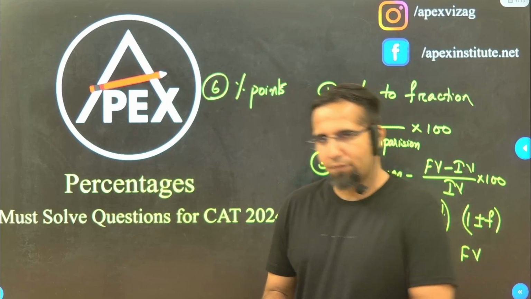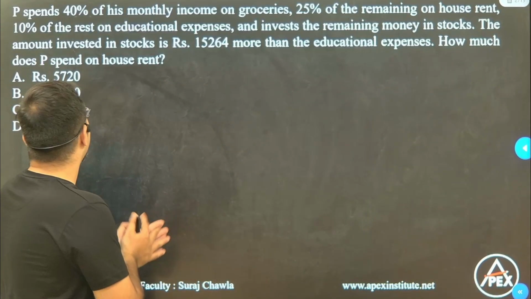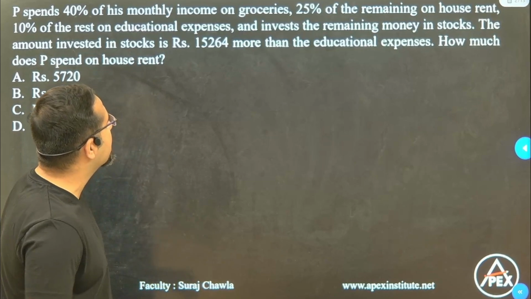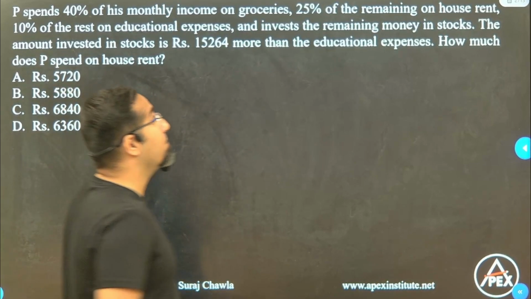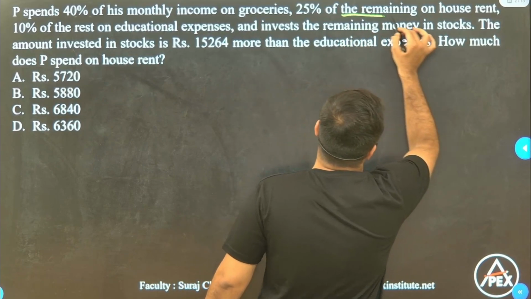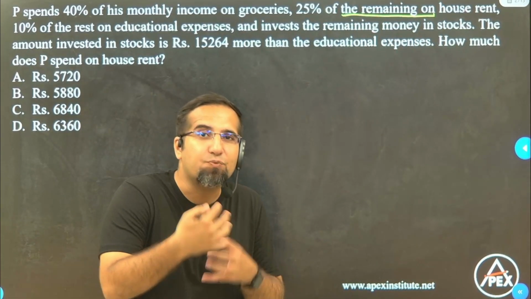So let's get started with our first question here, guys. If I look at my first question, the first question says P spends 40% of his monthly income on groceries, 25% of the remaining. The minute I see this model is the remaining model, which means the base value is changing.